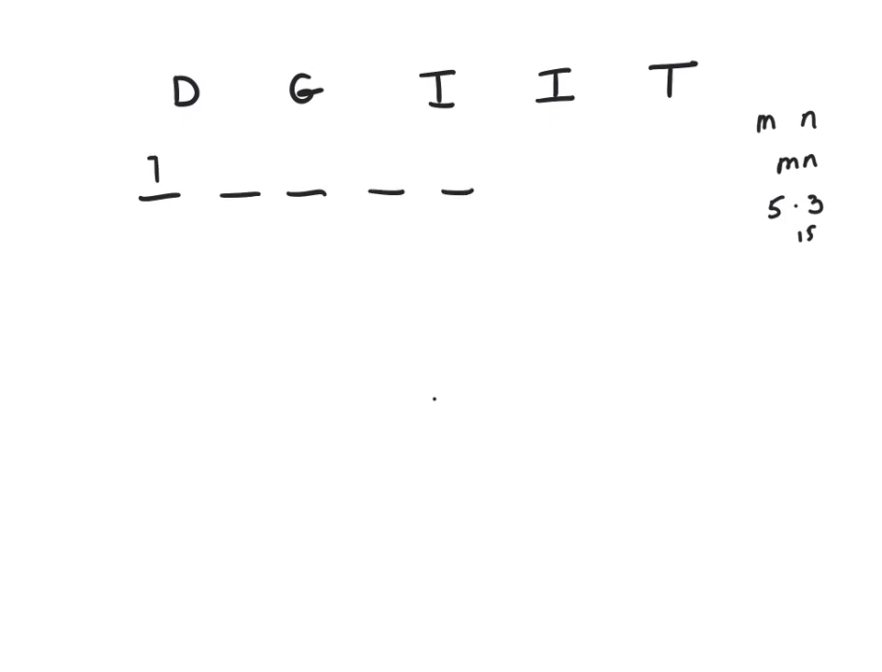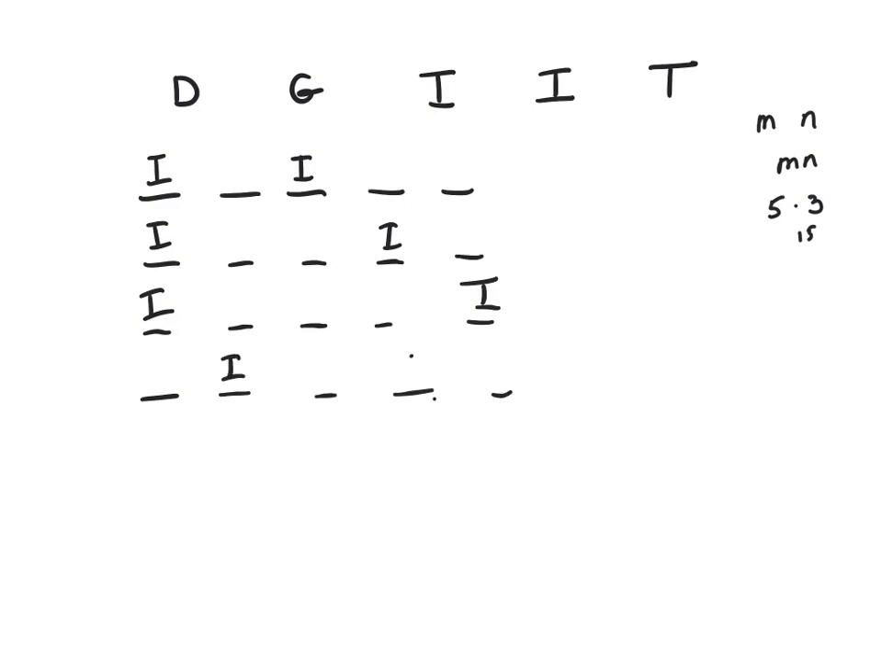So I can put an I here. I'm going to look at all my ways where my I's would be separated. I could put an I there, or an I here and an I there, and an I here and an I here, or an I here and an I here, or an I here and an I here, an I here and an I here.